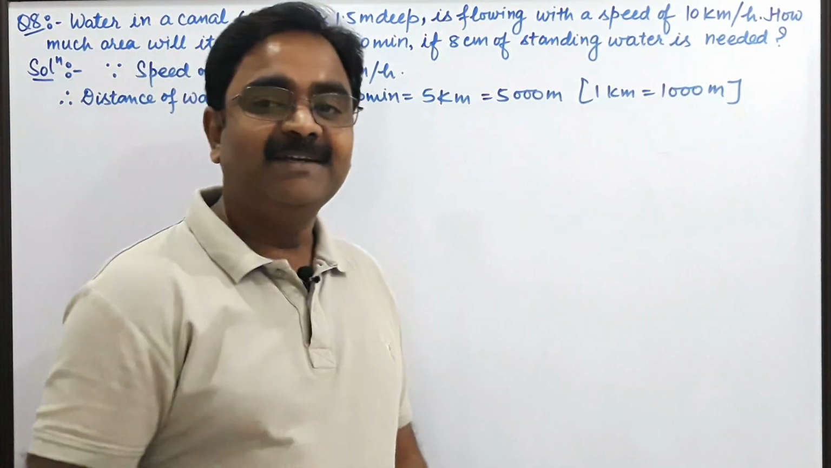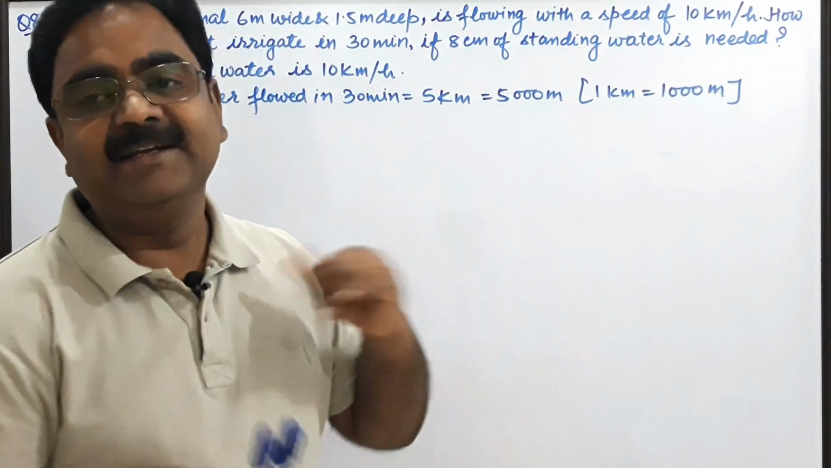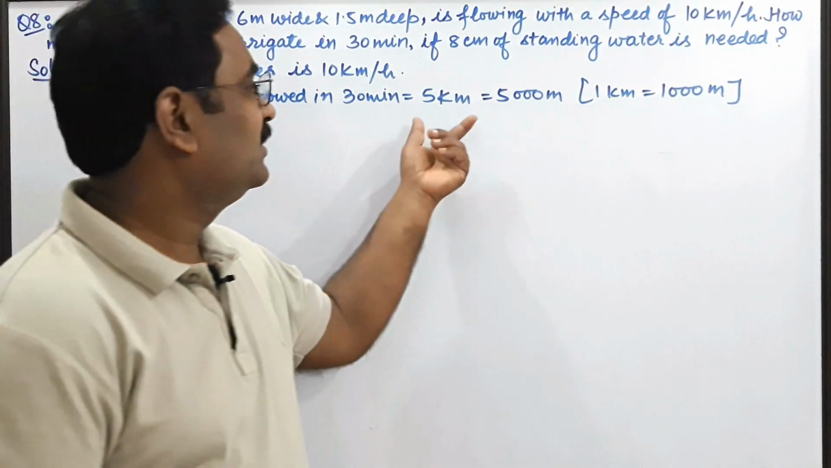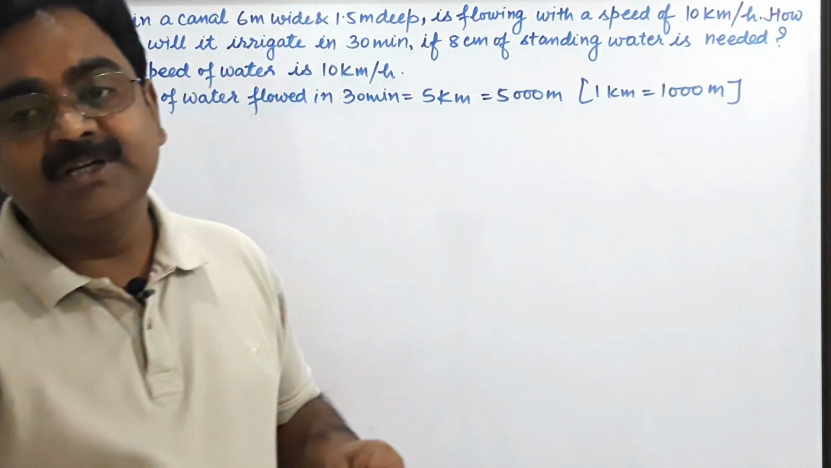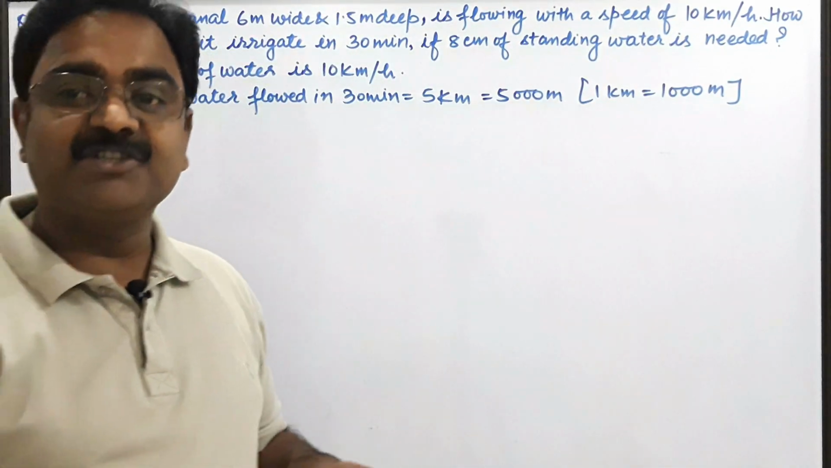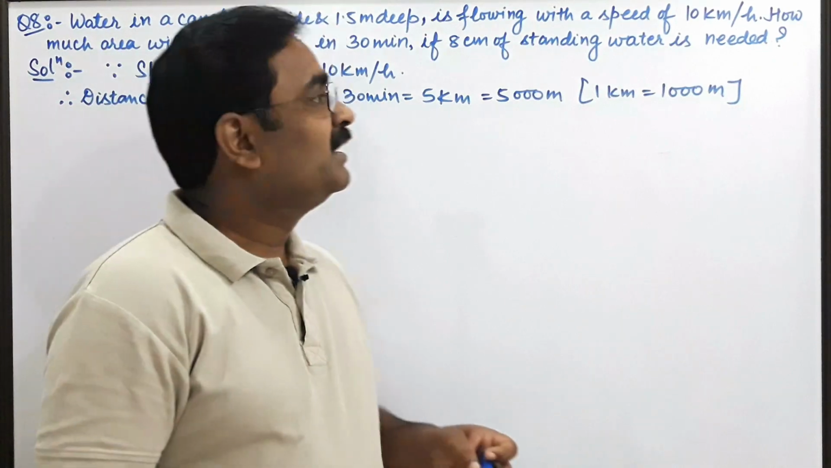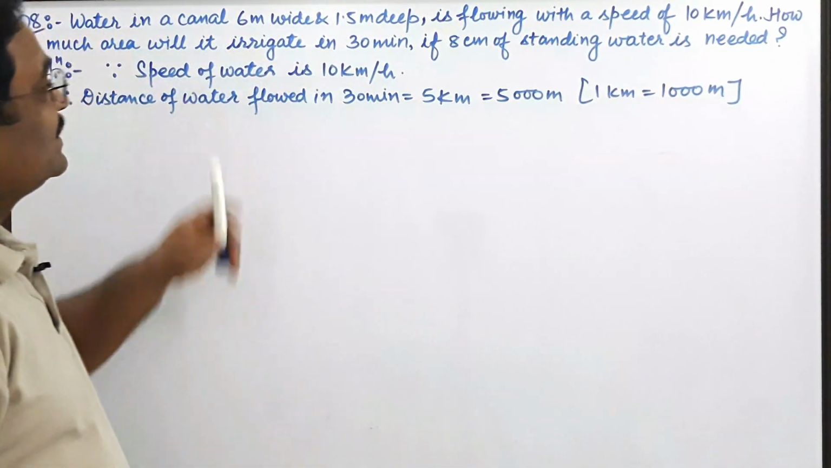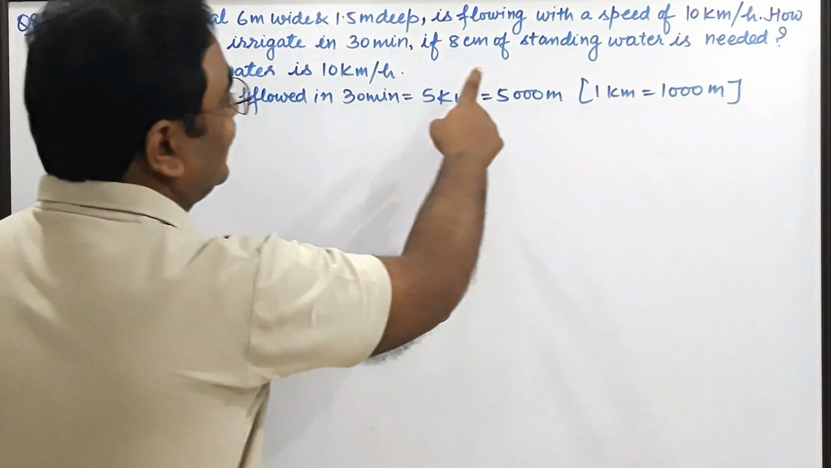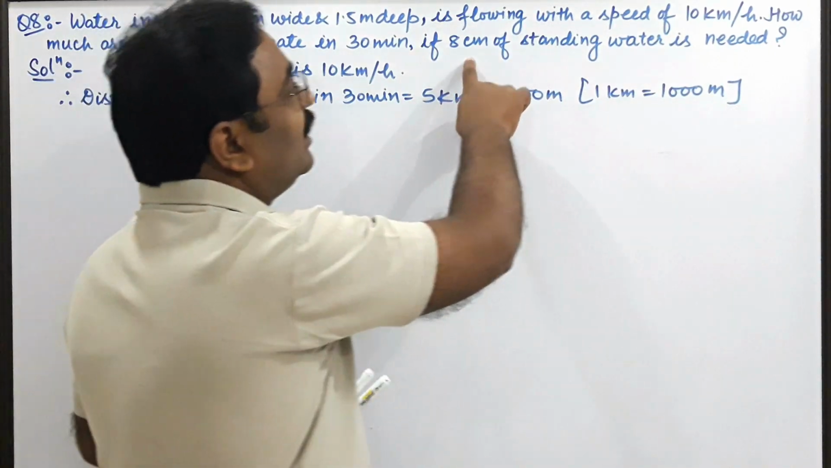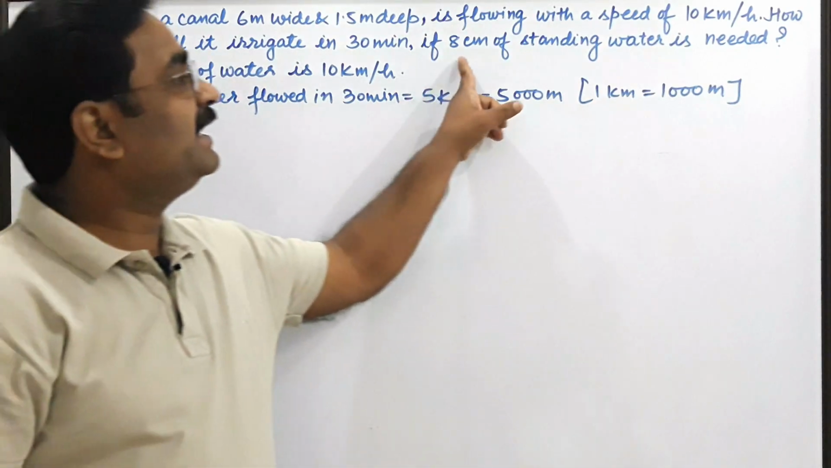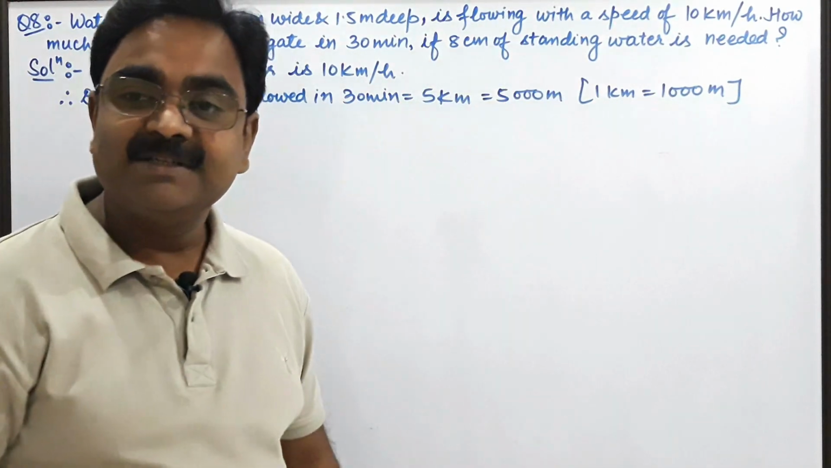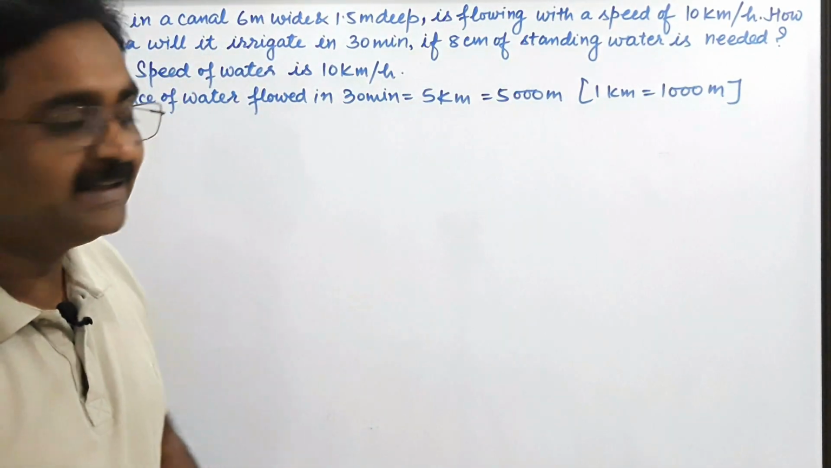So we can find now length, breadth and height of the canal we got, which is filled with the water. Now this water is going to irrigate, to be used in the irrigation of the field. So that is given here in the field. How much area of the field is irrigated if the 8 centimeter of water is standing, needed there in the field.